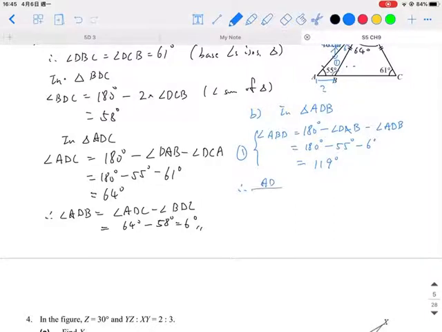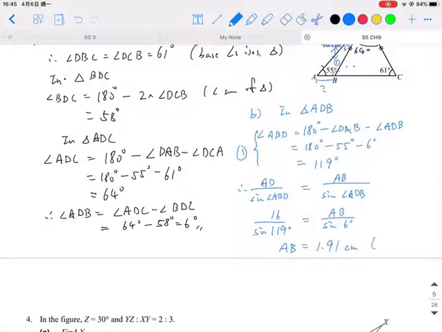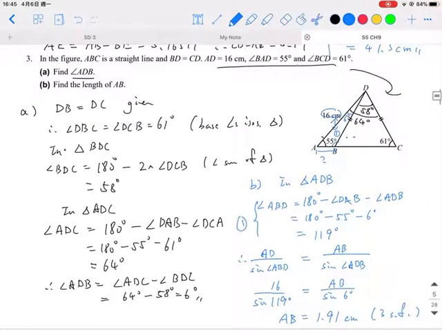AD over sine ABD is equal to AB over sine ADB. So it's equal to 16 over sine 119 degrees equal to AB over sine 6 degrees. So you will get AB is equal to 1.91 cm, to 3 significant figures. Okay, that's the end of question number 3.